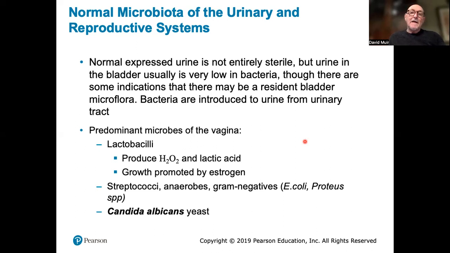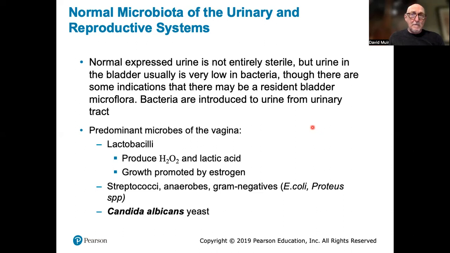So the fact that there are bacteria in urine is no longer taken as an indication that there is an infection somewhere. Instead, we use a standard now where if the bacterial number is above a certain level in the urine, we take that as an indication that there is, in fact, an infection. So on that note, let's talk first about the microbiota of the vagina.